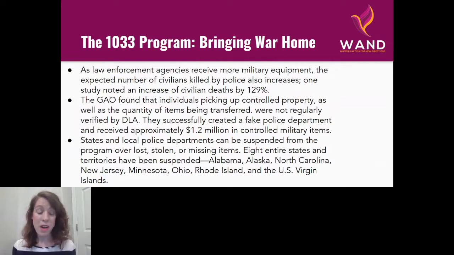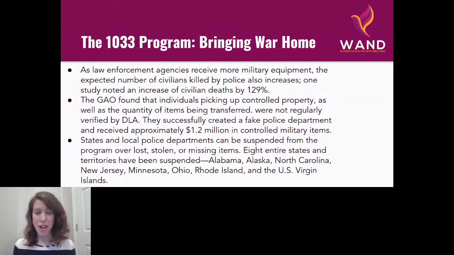And we also know that a lot of these weapons are lost or stolen, and that it's quite easy for law enforcement agencies to get these weapons, right? So the Government Accountability Office, a few years ago, I think this was in 2012, put in a request from a fake police department and was able to receive $1.2 million in controlled military items.